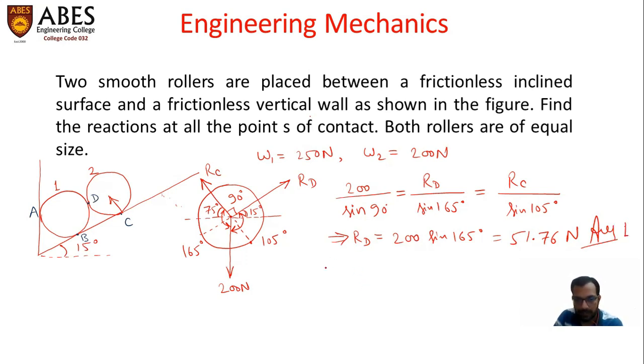Value of RC can be written as 200 sine 105 degrees. And this value is coming to be 193.185 newtons, sorry. So this is the second answer.